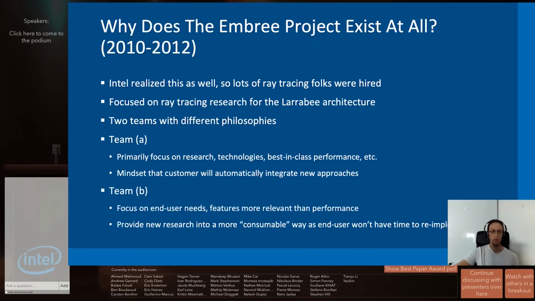On the other hand, there was the second team, which let us call Team B. Team B had a different focus, right? They focused on the end user's needs, and they said features are much more relevant than pure raw performance. And all the research that we did back then should be put together in a more consumable way for the end user, as end users won't have time to re-implement it. And to be honest, I was on Team A back then.